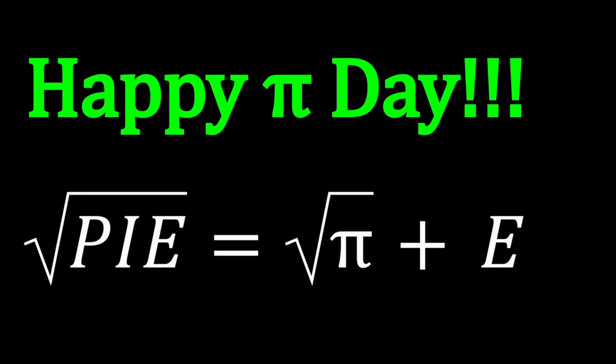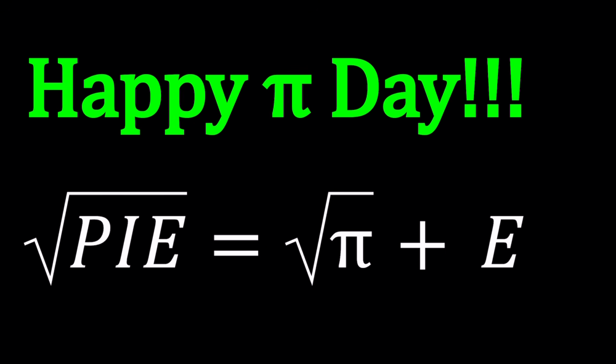So in this puzzle, we have the square root of a 3-digit number, P-I-E. So P, I, and E are digits. And then on the right-hand side, we have the square root of PI plus E.